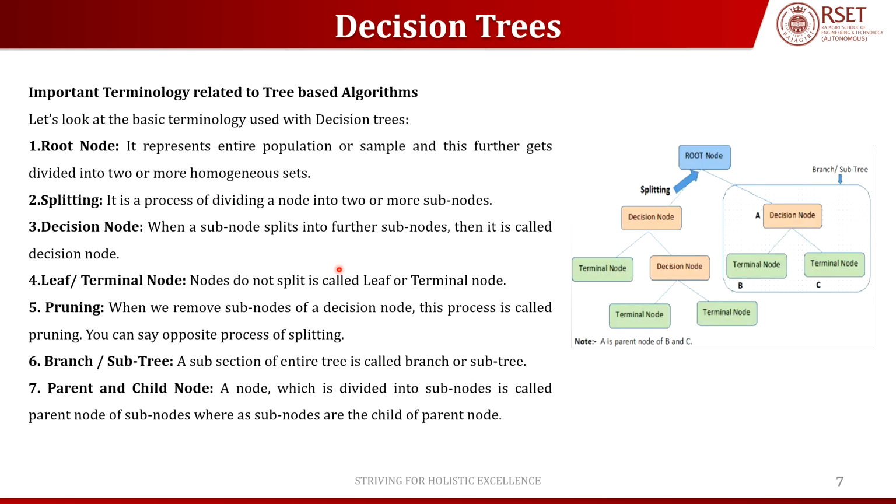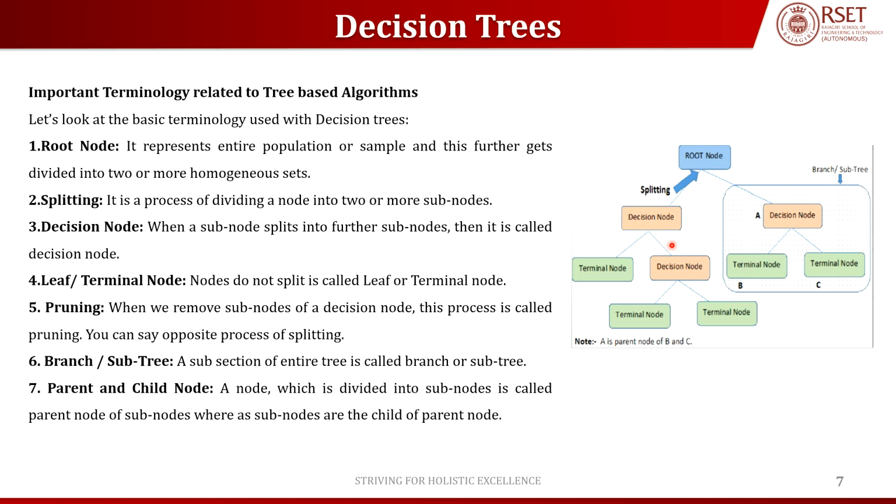So before we go deeper into decision trees, let us quickly understand some basic terminologies. First is the root node. This is the very top node of the tree. It represents the entire data set or population before any split happens. Then splitting is the process of dividing a node into two or more smaller nodes based on some condition. And decision node: if a node keeps splitting into further nodes, we call it a decision node.